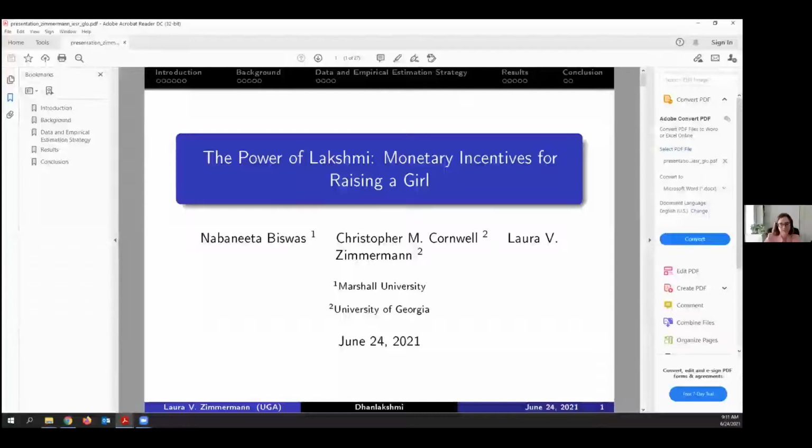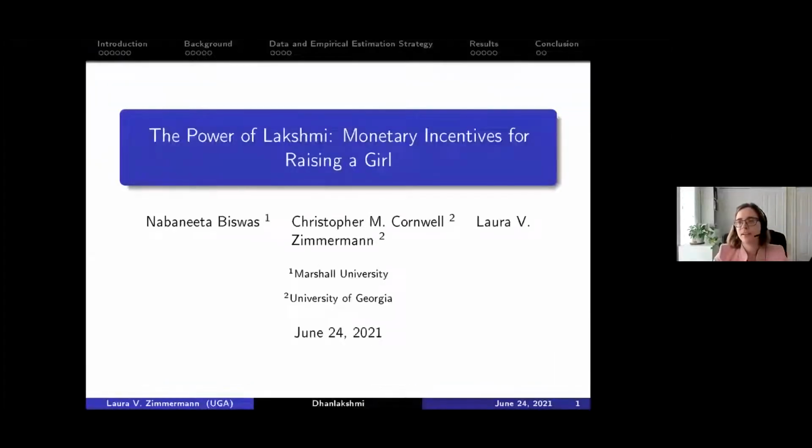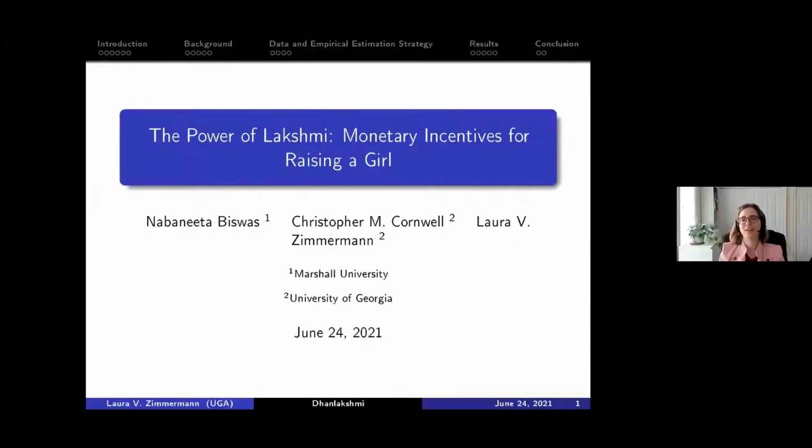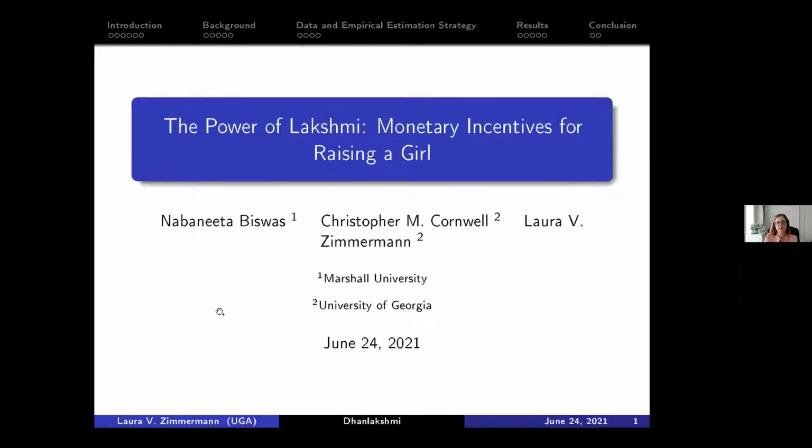Thank you very much. So I'm starting us off here on welfare benefits related to children in this session. I'll be focusing on India, and this is joint work with Namanita Biswas, who's at Marshall University, and Christopher Cornwall, who's also at the University of Georgia.